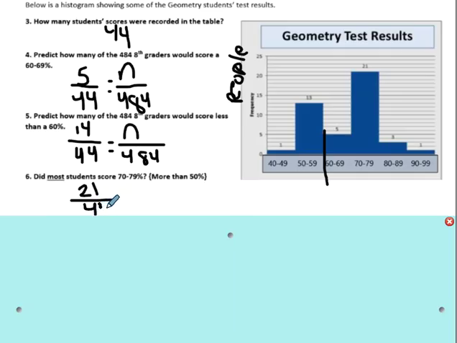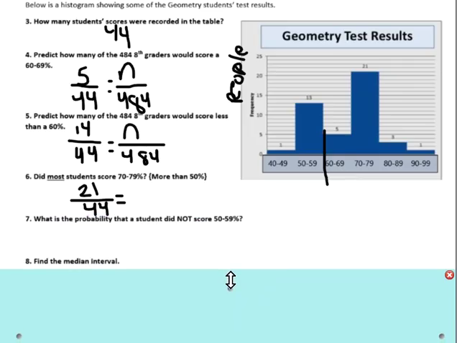When you convert that to a decimal, is it greater than 0.5 or greater than 50%? If it is, you would say yes. If it isn't, you would say no. So see what that is as a decimal, and then you're going to write yes or no. If it's greater than 50%, yeah, we can say most students scored a 70 to 79%. But if it's less, we cannot say that.